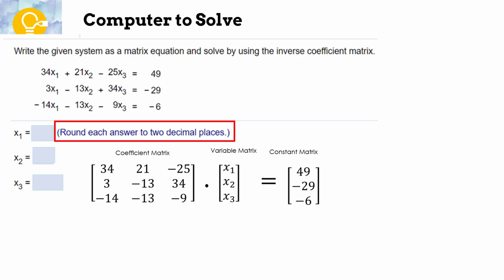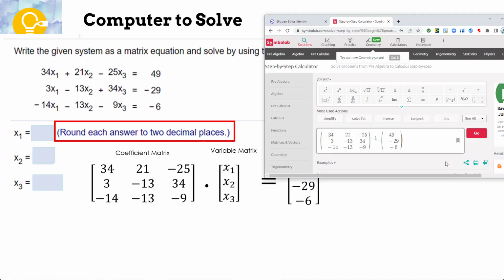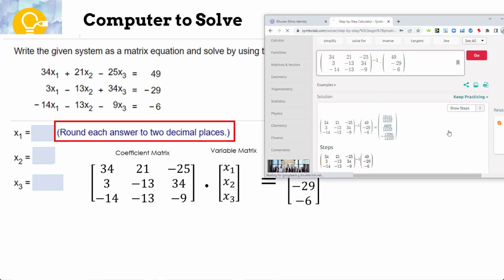Let's go to Symbol Lab. As you can see, I've already put in matrix A to the -1. That gives us the inverse matrix, times our constant matrix. Let's press go. Ooh, how crazy is that? Look at those fractions. I hope you write these down. If you haven't, pause the video, write them down, and then press play, because we need to change these to decimals. I'm going to show you how to do that right now.